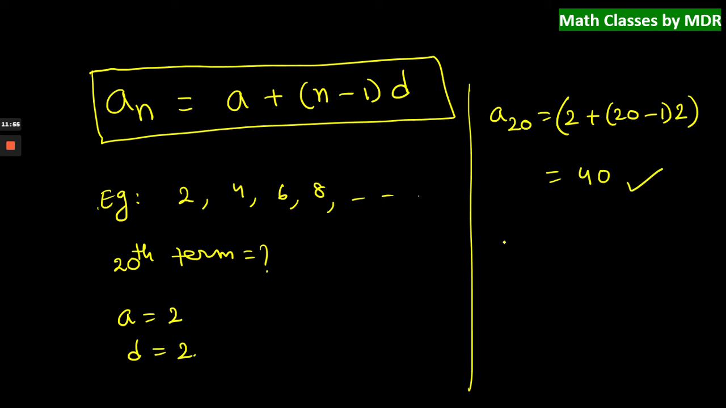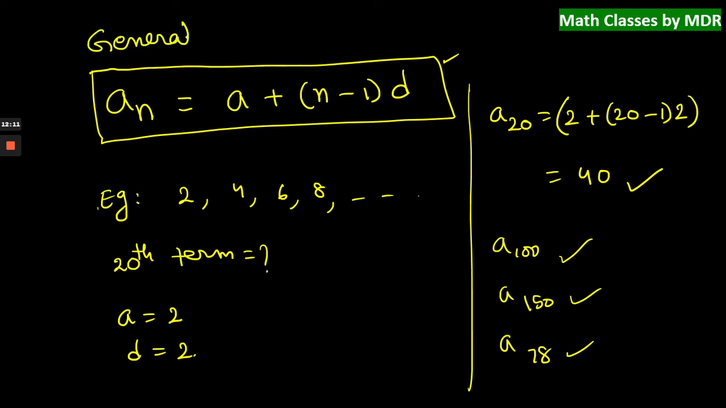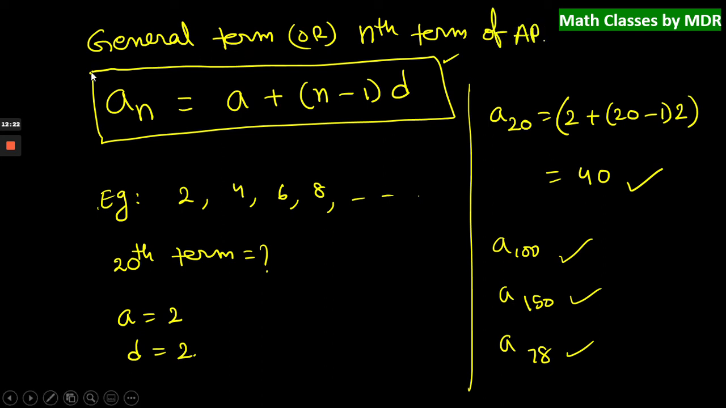So like this, you'll be able to find the 100th term, the 150th term, the 78th term. You can find any term just by replacing the A, D, n values in this nth term. This is also known as the general term of the sequence, the general term or nth term of an AP, the nth term of an arithmetic progression or arithmetic sequence.